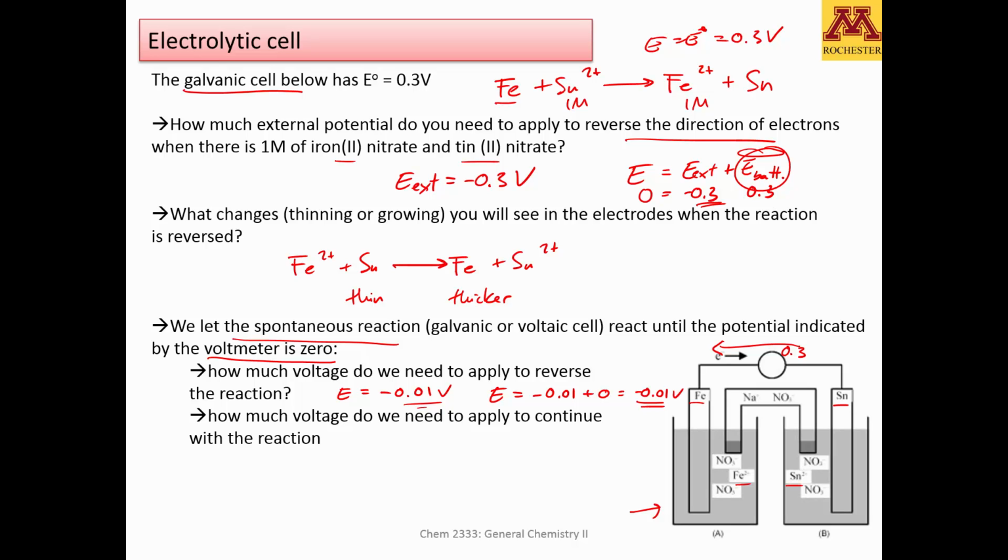Notice that the external potential can also be used, provided that you didn't run out of any reactant or product, so that you can still apply voltage so that the reaction continues beyond the equilibrium point. So how much would you need? Well, the battery is dead, but if you want to continue in the same direction, something as small as 0.01, and this could be ideally as small as you want, will get the reaction going to the natural direction that the battery was already going towards.